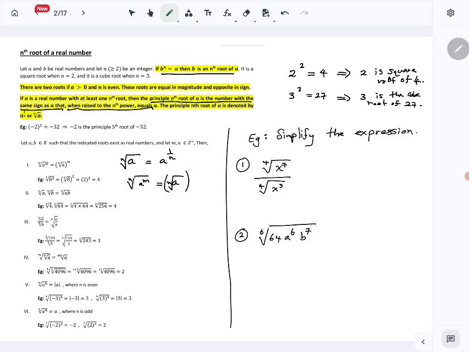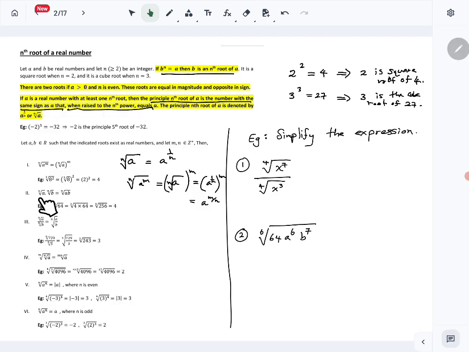The nth root of A, the whole thing raised to M, is A to the 1 over n raised to M, so A to the M over n power. We need to know that rule also. That is important when we are simplifying expressions involving roots. So A to the M inside the nth root is A to the M over n power.